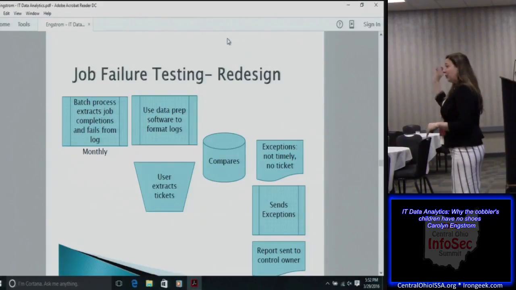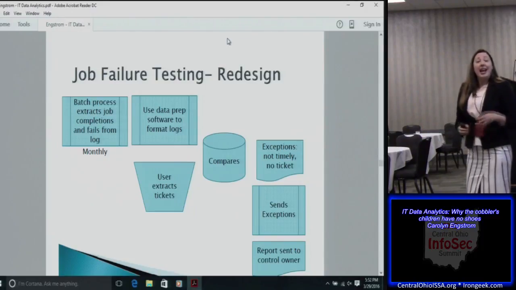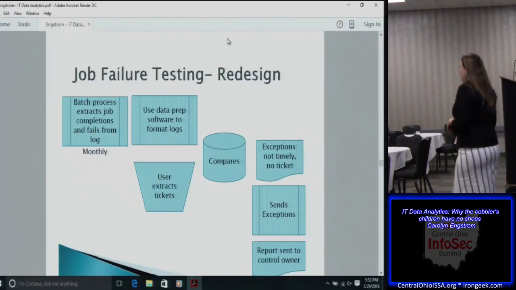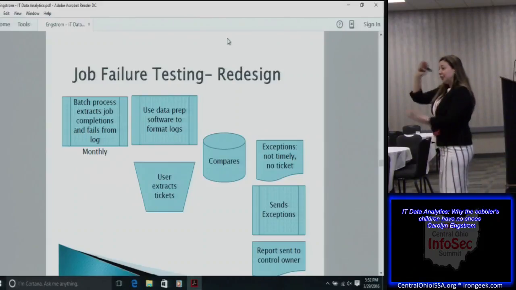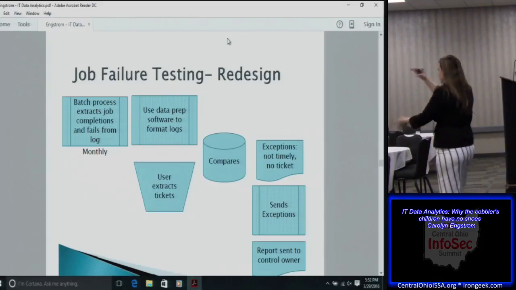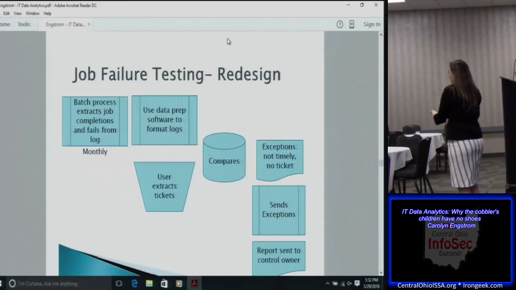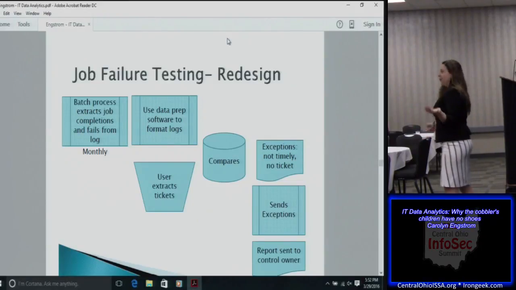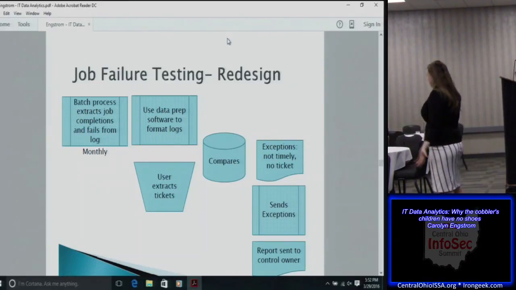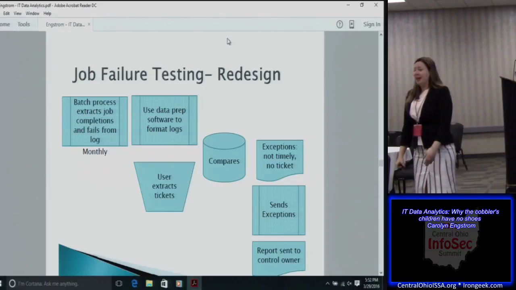Awesome. Now we don't have attachments on emails. It's all managed to the application. And then we can send a report to our control owners and say, here's how many jobs we had, here's how many failed, here's how many of them were resolved timely, here's how many of them were not resolved timely. Is that valuable information? I mean, it's as valuable as job processing information can possibly be, but it's definitely more than what we had before.